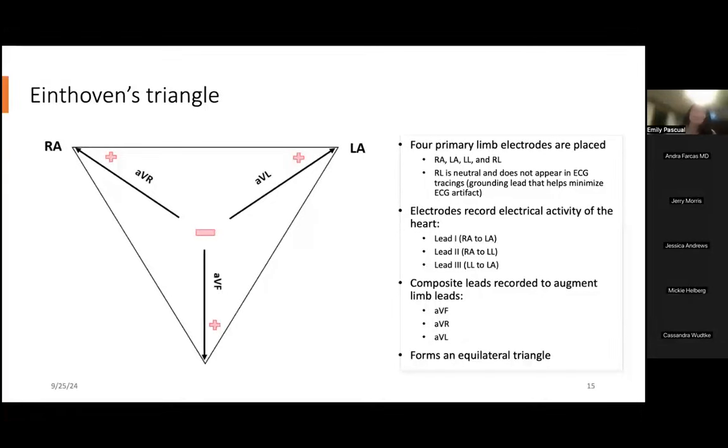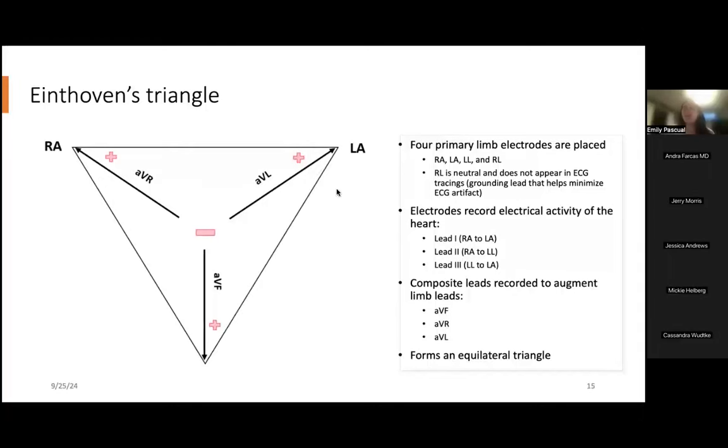So Einthoven's triangle, essentially we're talking about the limb leads. There are 4 limb leads placed, one on the right arm, left arm, left lower, and right lower. The right lower is neutral and doesn't appear in the EKG tracing. It's a grounding lead that helps minimize artifact. And these electrodes record electrical activity of the heart.